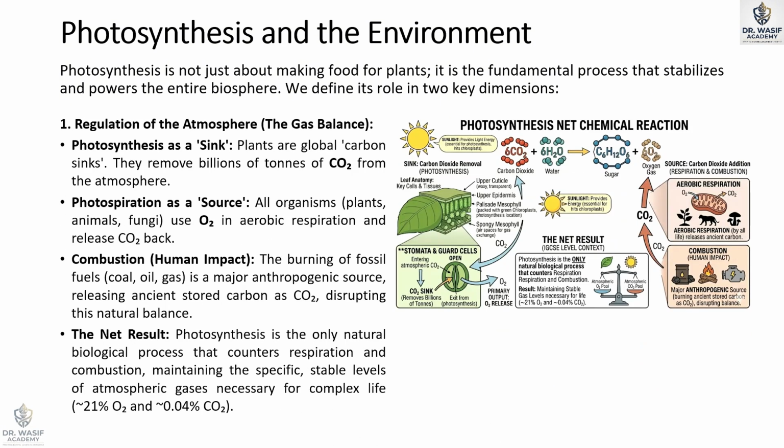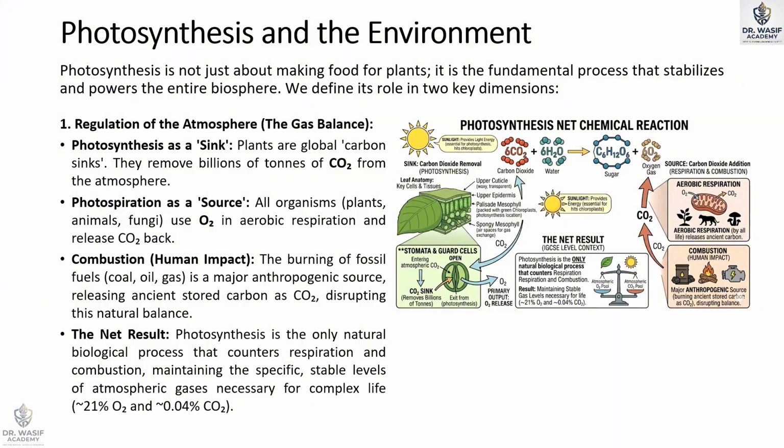First of all, let's look at the gas balance. We often describe plants as carbon sinks. Like a giant sponge, they soak up billions of tons of carbon dioxide from the atmosphere every year. And without this sink, that is, without these plants, our planet would be much warmer.